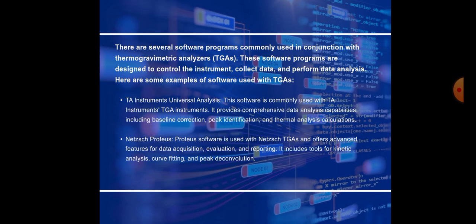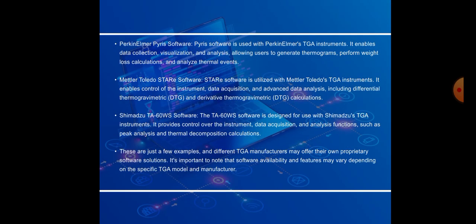Netzsch Proteus. Proteus software is used with Netzsch TGA and offers advanced features for data acquisition, evaluation, and reporting. It includes tools for kinetic analysis, curve fitting, and peak deconvolution. Perkin Elmer Pyris software. Pyris software is used with Perkin Elmer's TG instruments. It enables data acquisition, visualization, and analysis. It allows users to generate thermograms, perform weight loss calculations, and analyze thermal events.